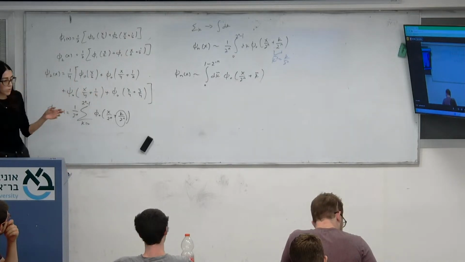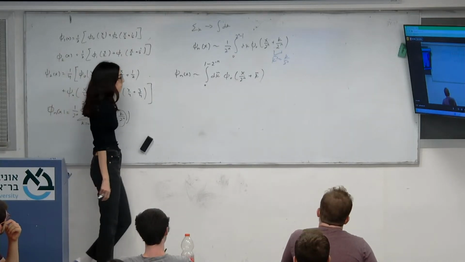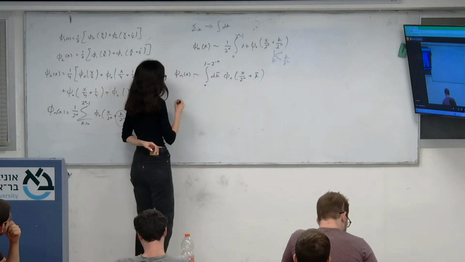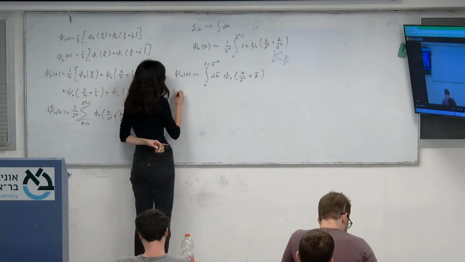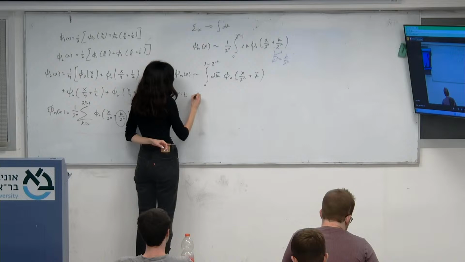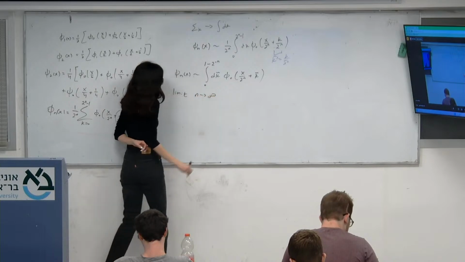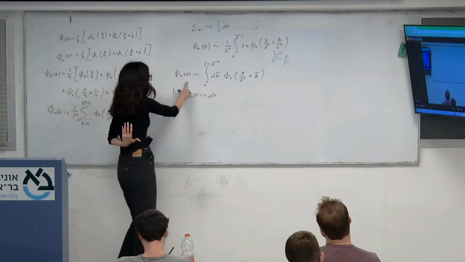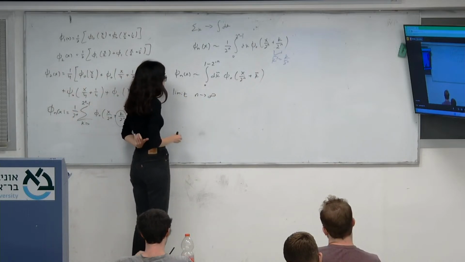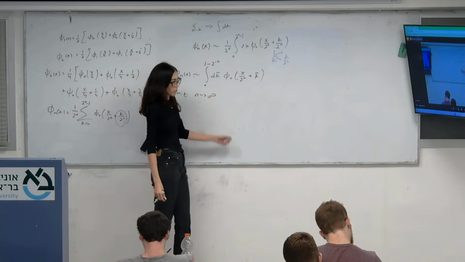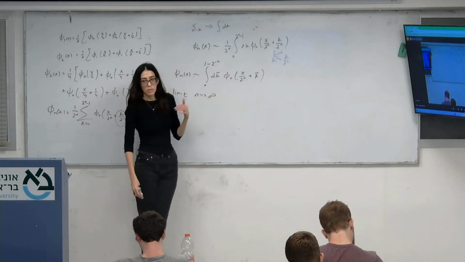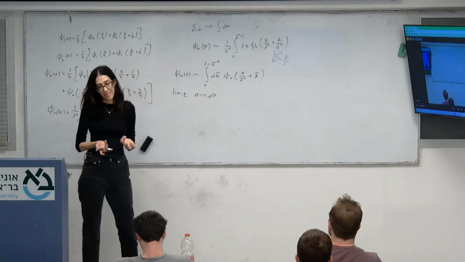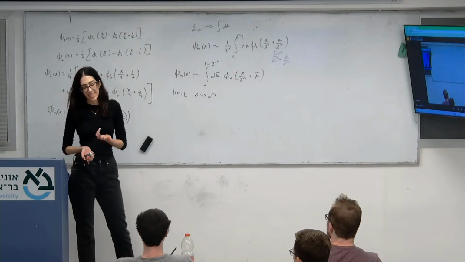We still don't know what phi 0 is. And now let's take the limit of n going to infinity, because there's nothing else that we can do with that expression. So if n goes to infinity, it will approach a constant. Yes.